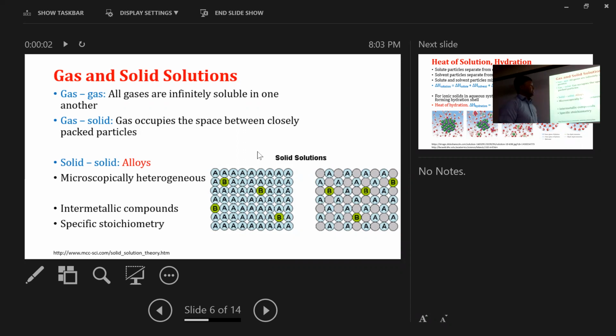Gas and solid. Gas occupies the space between closely packed particles. Here you can see some picture, or even you can consider if you have some solid molecules, whatever, this can be some solid molecules or solid substance. Some gas molecules can come here, or anywhere.